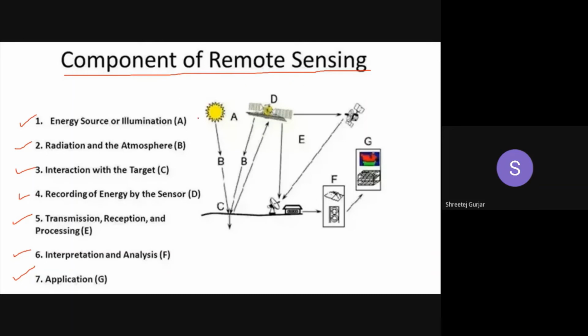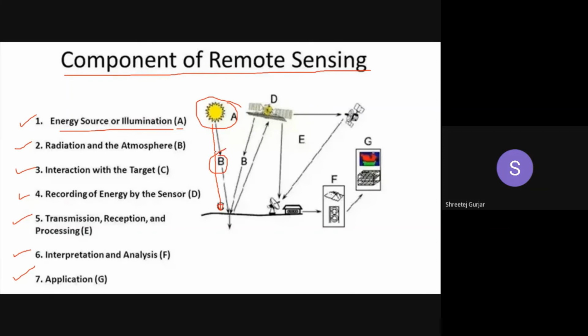Okay, so the first part you can see is the energy source or illumination. We have an energy source which gives out radiation, various light, right? Various radiations, electromagnetic waves. Then that radiation is transferred, moving through the atmosphere, right? That is the B part.